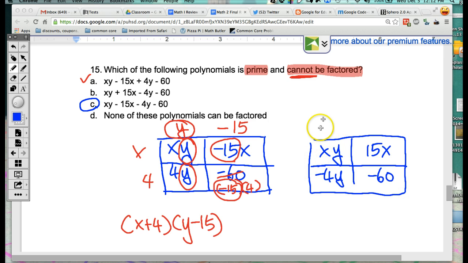And now I'm standing up here, looking down at xy and negative 4y. What do I have in common? The y. Yes, good job. You guys remember this from middle school, yes? So I'm going to put the y on top.